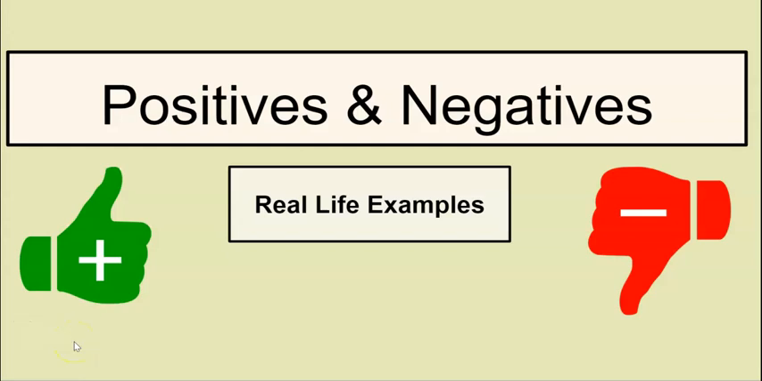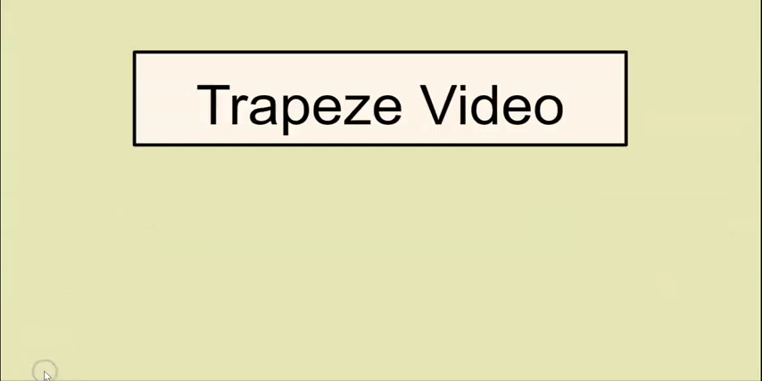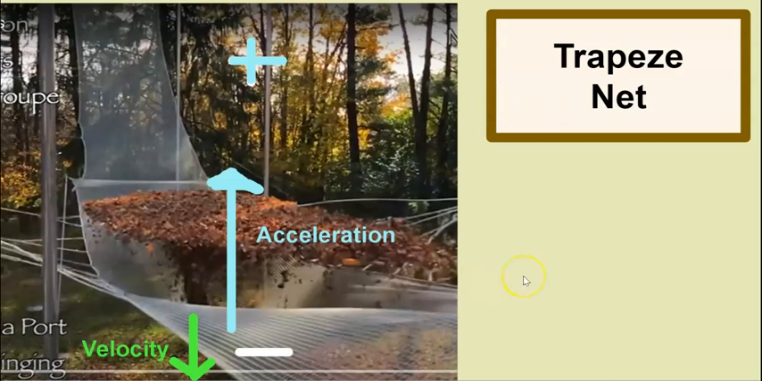All right, folks, the best way to figure out whether something makes sense is to look at a bunch of different real life examples and see if we can figure out what the positive and negative signs mean in physics. So let's get started. First, you're going to watch the trapeze video and then answer some questions.